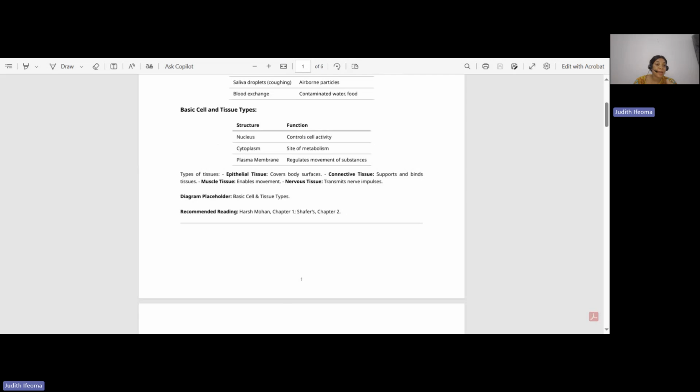Second one is the cytoplasm. This is the jelly-like stuff inside the cell where all the work happens. We have the plasma membrane. It is like a security gate.